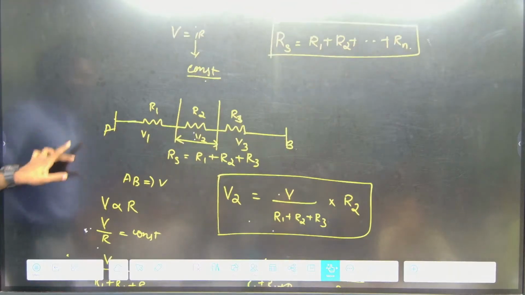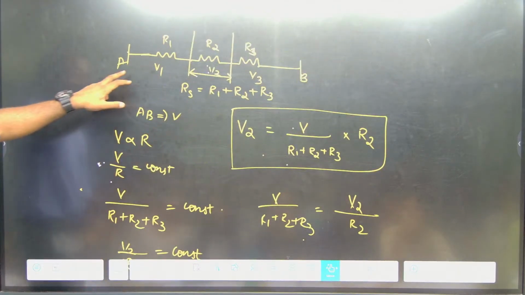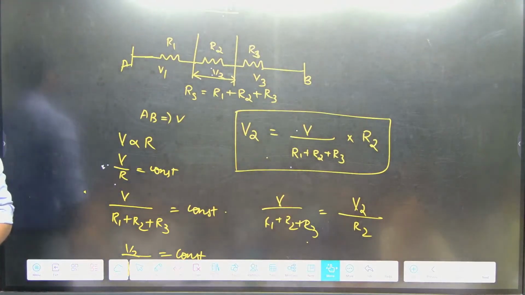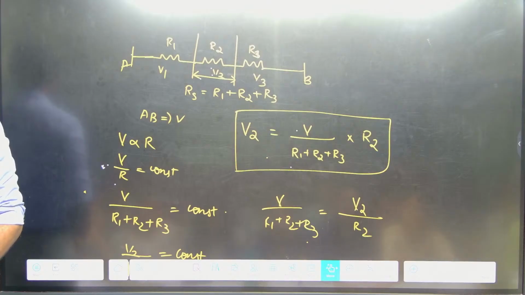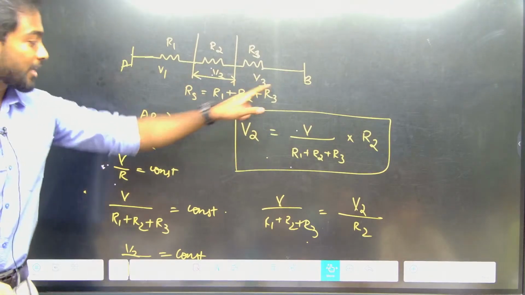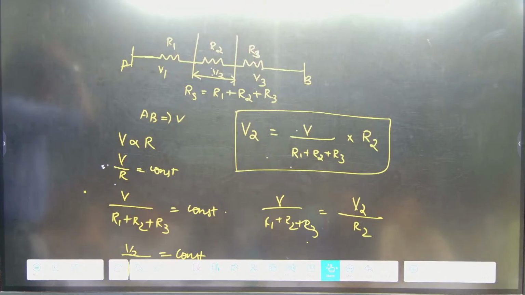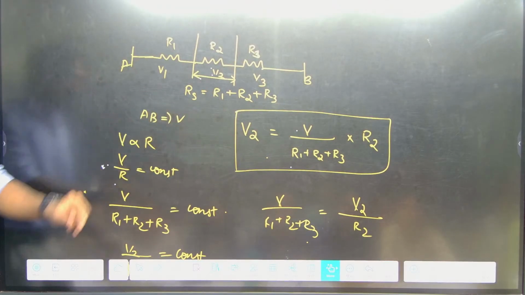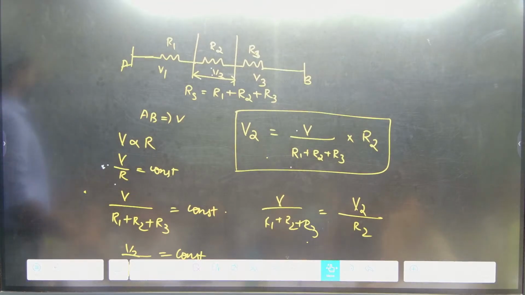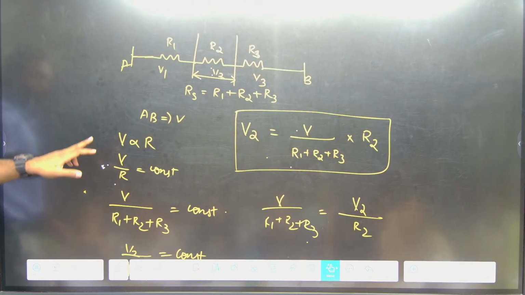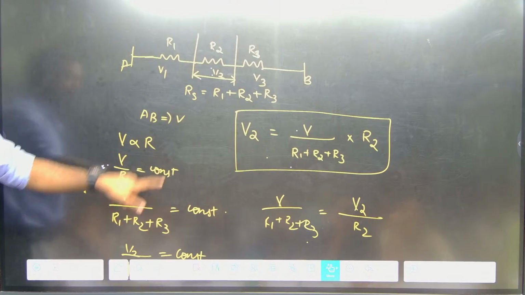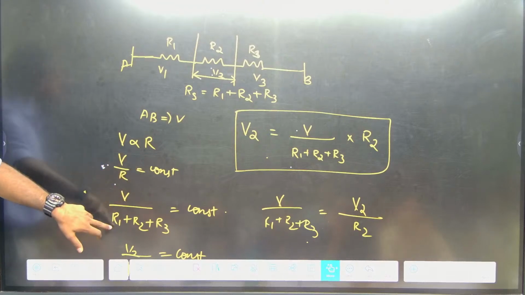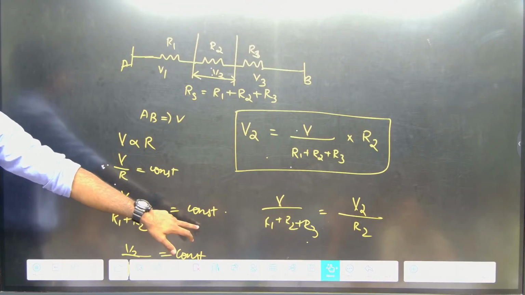Now we will go for the three resistors. They have given R1, R2 and R3. What is the equivalent resistance? R1 plus R2 plus R3, right? Now what is the equivalent potential? It is V. So we have the potential and the resistance, and we know that V is directly proportional to R since I is constant. So V is directly proportional to R1 plus R2 plus R3. If I take it to the denominator, it will become constant.